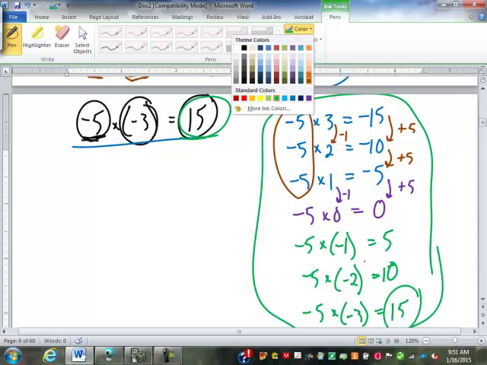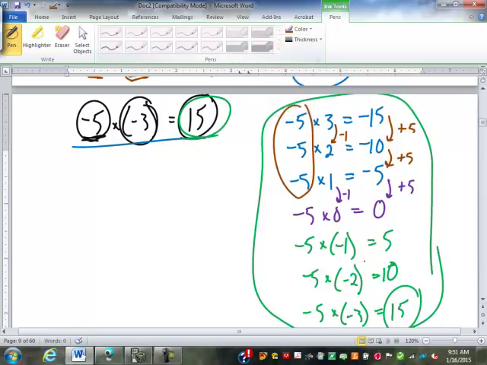Like I said, that happens a lot in math where our basic definition doesn't work for a problem. So we just go back and we look for the pattern and we define the answer to be whatever fits that pattern.